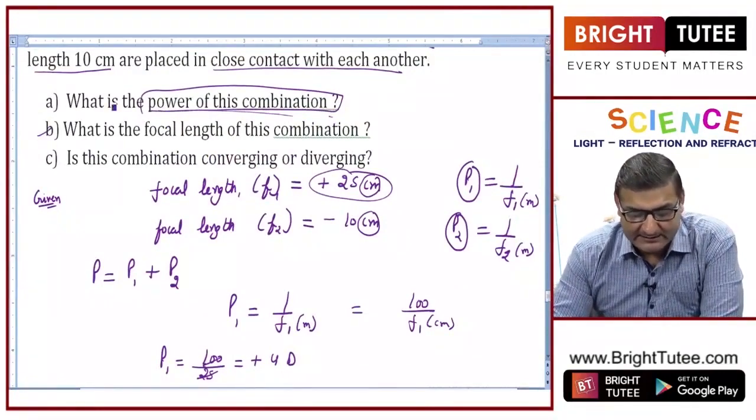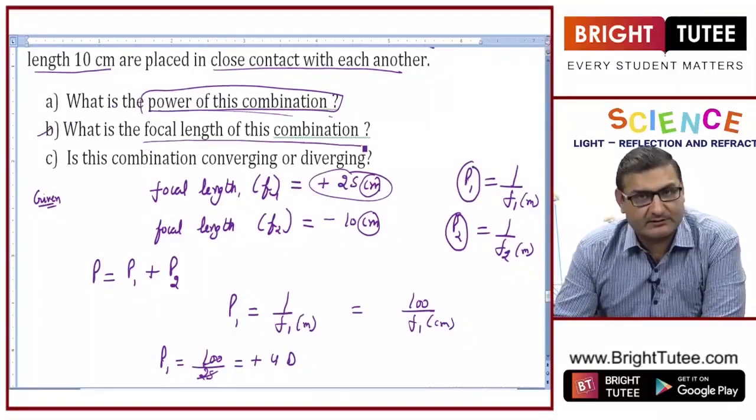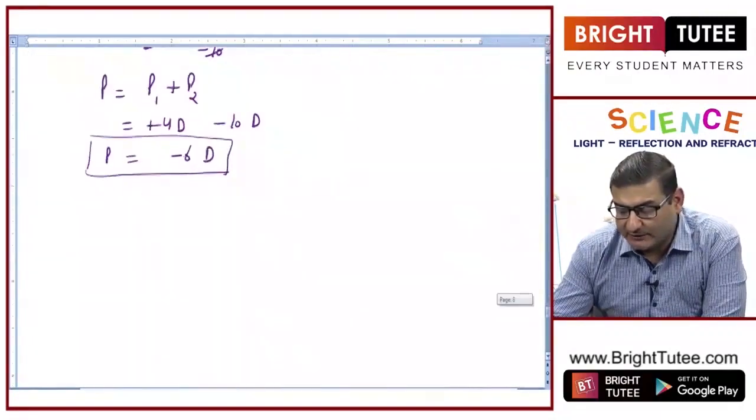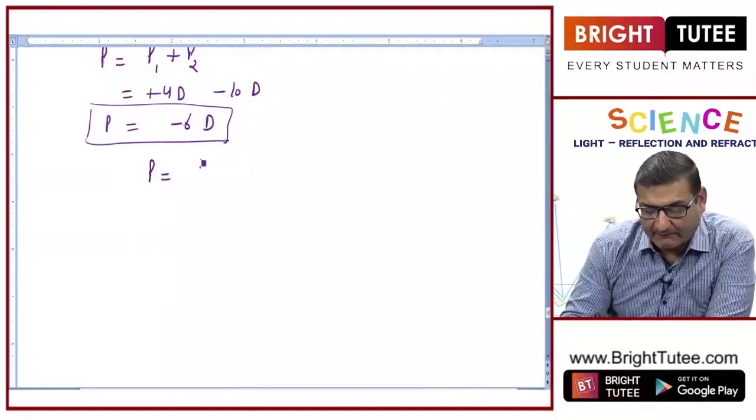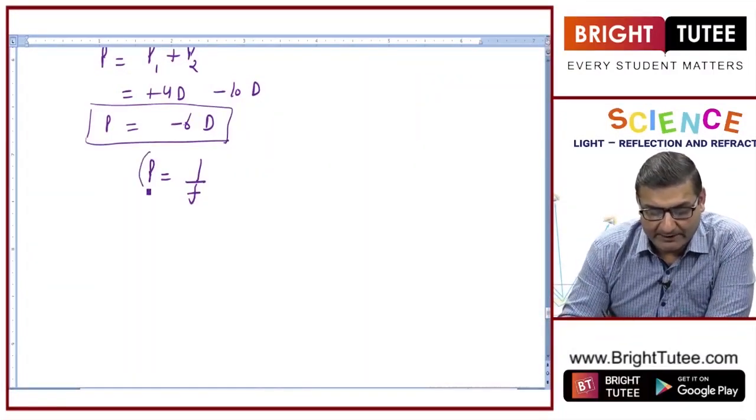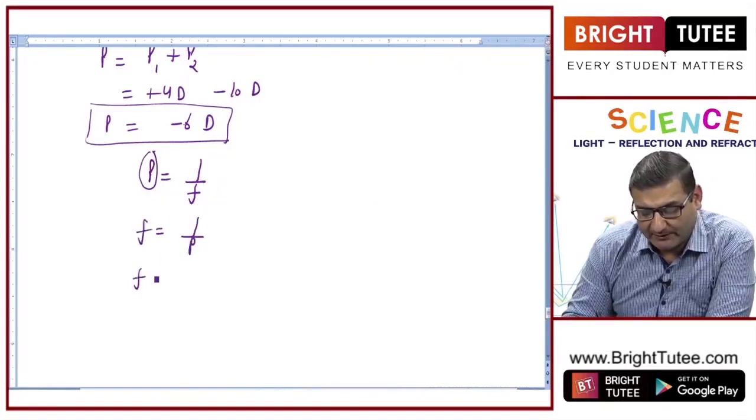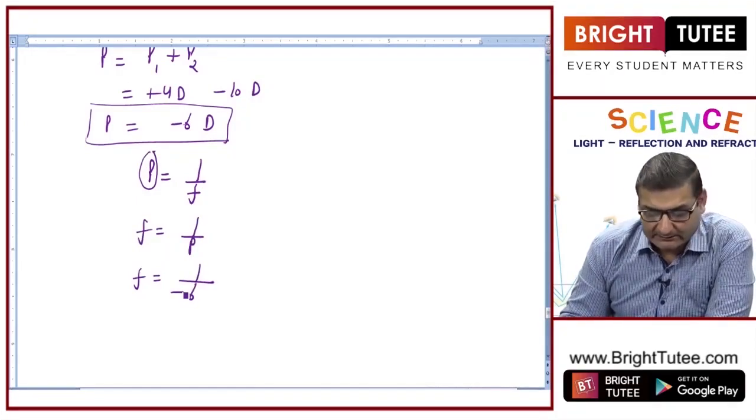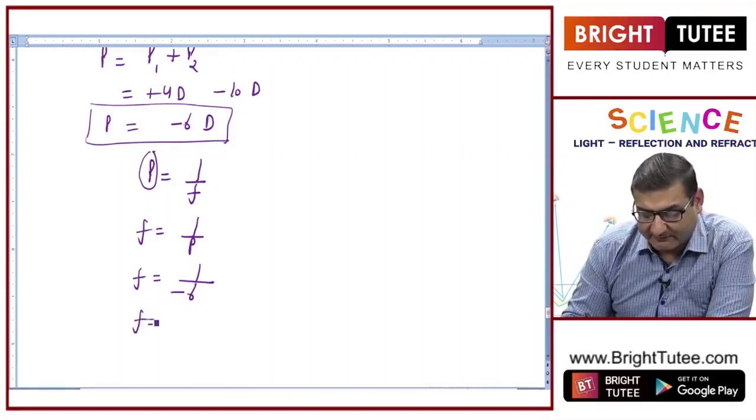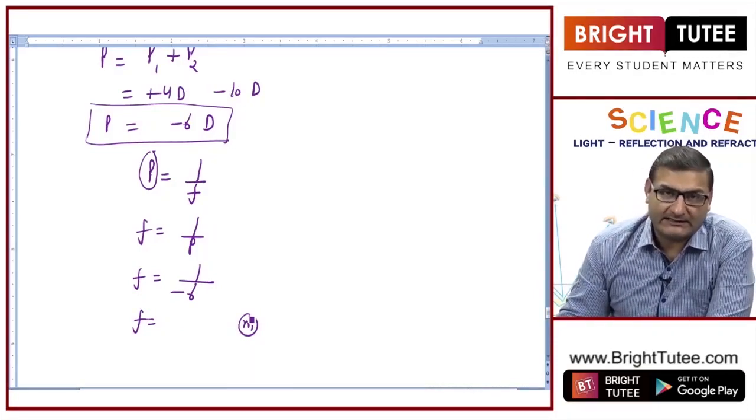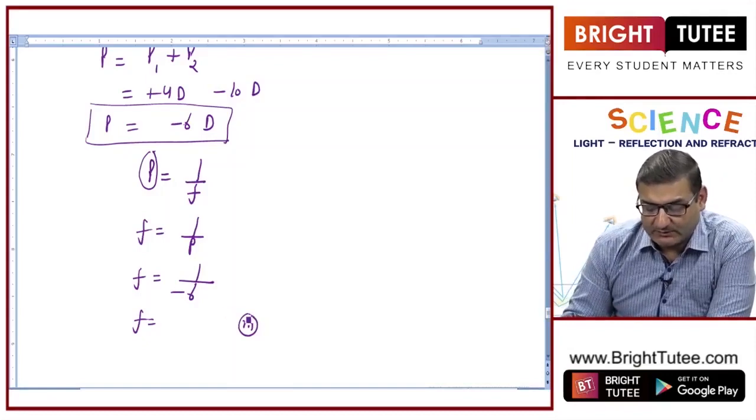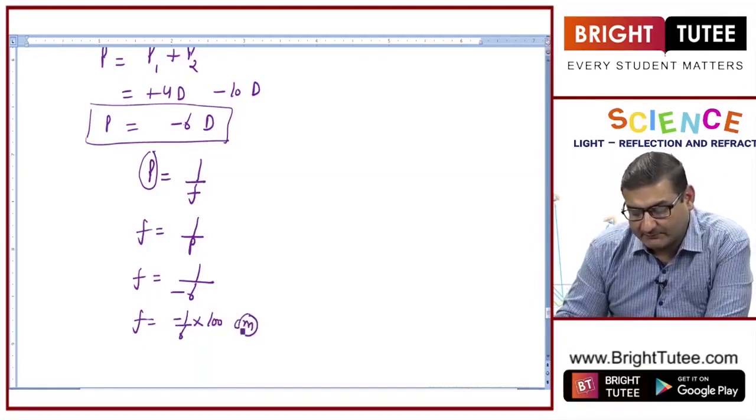Now, the second part says, what is the focal length of this combination? Since we know that focal length and power are reciprocal to each other, and the combined power we know, we can simply find the focal length. F will be equal to 1 upon P, so F will be equal to 1 upon minus 6. Got it? Now, this F that we are calculating is in meters, because the power was in diopters. So we can easily convert it into centimeters. How? Minus 1 upon 6 multiplied by 100. Then it will become centimeters.